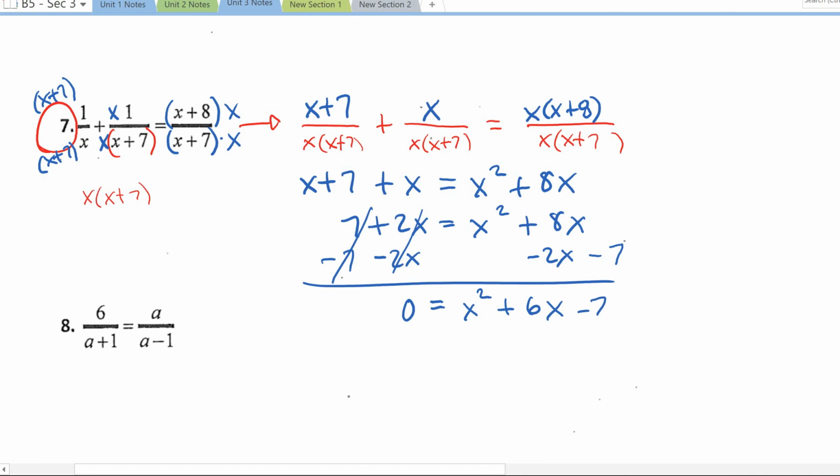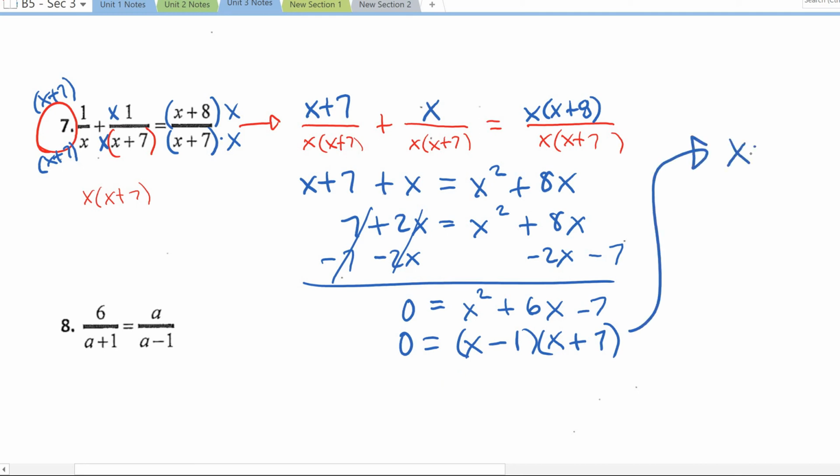This is a quadratic. How do we solve this? We are going to factor. What are the factors of 7 that make 6? Probably 7 and 1. We need a positive 6, so we'll have a positive 7 and minus 1. So our answers are 1 and negative 7.